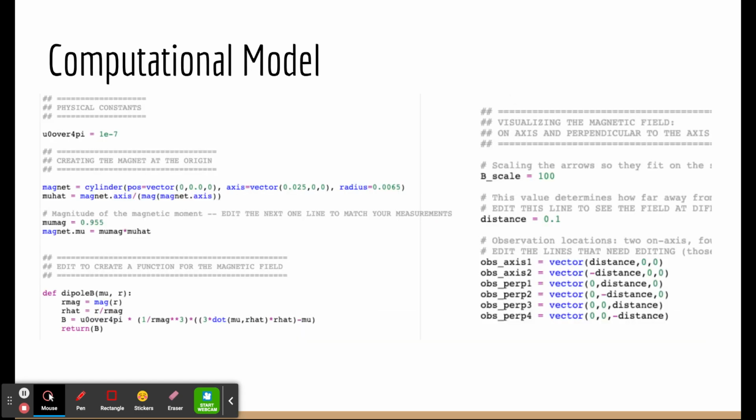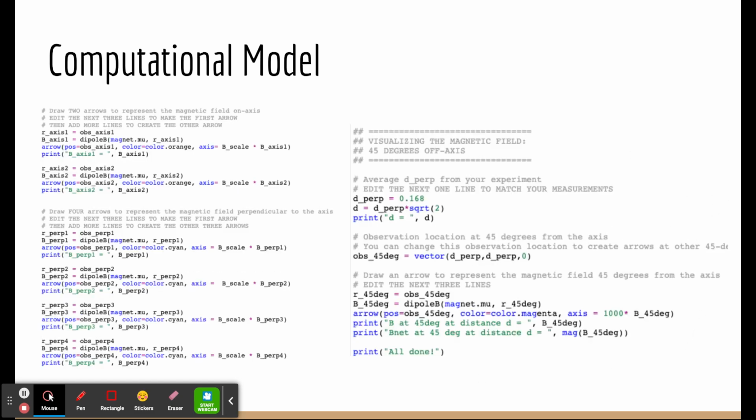For the code, I defined my constants at first. I also defined r hat and inputted the equation for B, plugging everything in. And on the right-hand side, the code that's shown right here is all going to create several vectors. And then on here, the average distance in the off field can be seen, and using that, a vector can be created to where we can find the magnetic field of it.